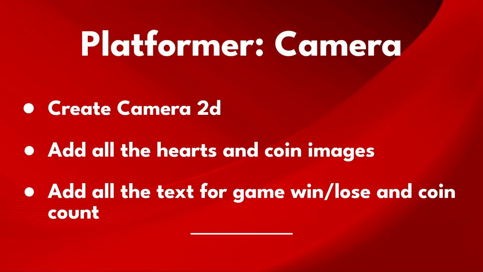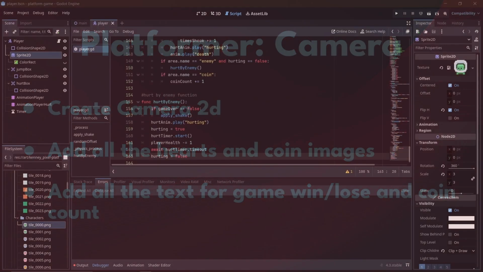All right, so in this section, we're going to create the camera. We're going to start off creating a camera 2D in the main node. Then we're going to add all the heart and coin images to the camera 2D. We're also going to be adding the text for the game win, lose, and coin count. Let's go ahead and get started. All right, let's get started.